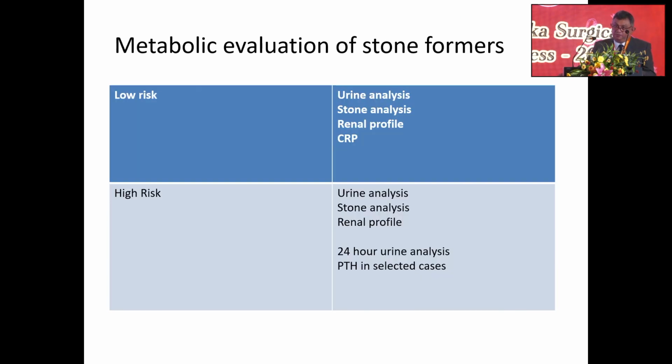Now, we do imaging to identify the stone and to identify characteristics of stones, and also to look for structural anomalies. Metabolically, we need to do some essentials, and these are simple things to do because we need to analyze the urine and to look for sepsis and to look for various crystals, especially if you find cystine and uric acid crystals, that is considered to be very significant. So we need to do urine analysis.